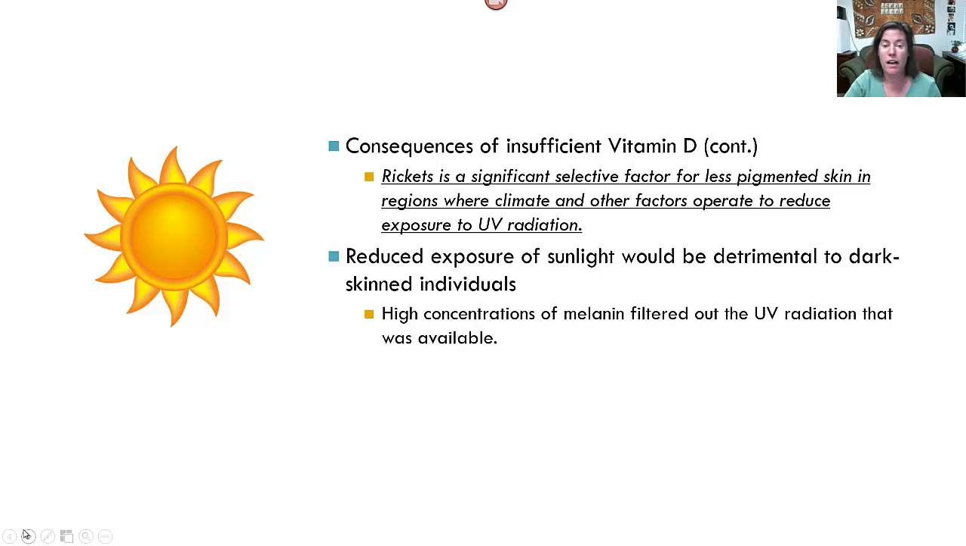So, as I was noting, a consequence of insufficient vitamin D is rickets, and it's a significant selective factor for less pigmented skin in regions where climate and other factors operate to reduce exposure to ultraviolet radiation. And that would occur in these northern temperate environments that are very cloudy, where you're not going to have a lot of ultraviolet radiation. Reduced exposure to sunlight would be detrimental to dark-skinned individuals because a high concentration of melanin will filter out the ultraviolet radiation that was available, and people won't be producing sufficient amounts of vitamin D.